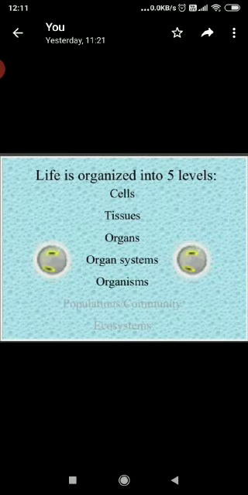Now we are going to study levels of organization, that means how from a cell a complete organism is formed. Here, life is organized into 5 levels. Cell combines to form tissue, tissues combine to form organs, organs combine to form organ systems, and then the complete organism. A group of cells performing a specific function joined together forms a tissue. For example, all skin linings are formed of epithelial tissues.